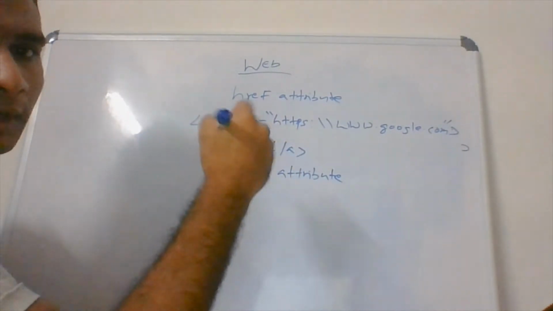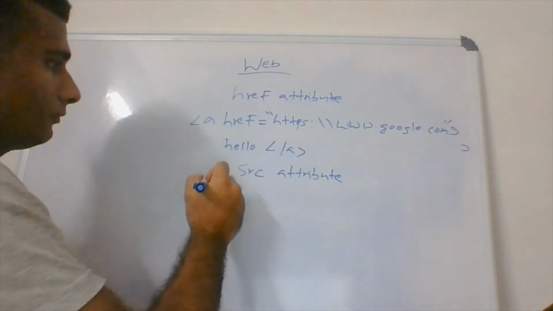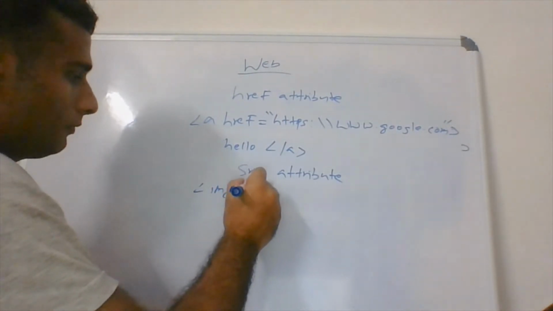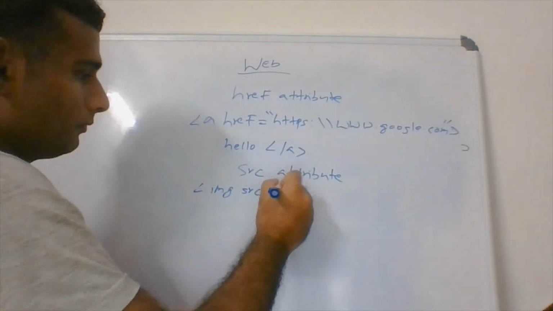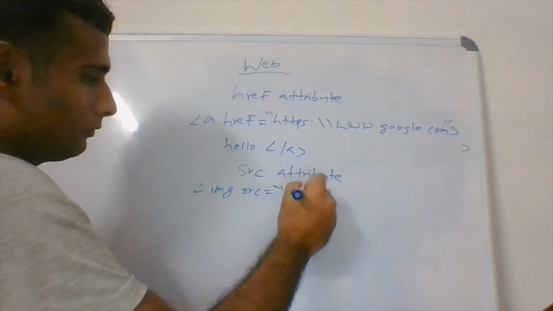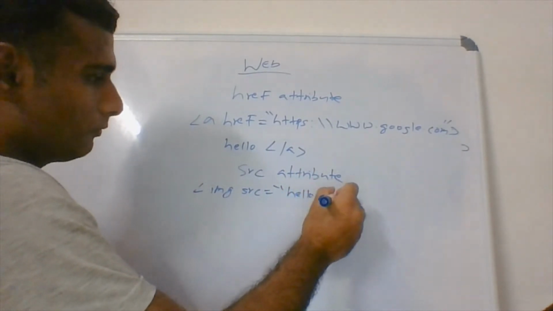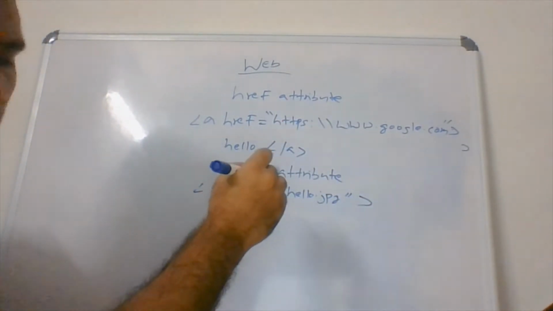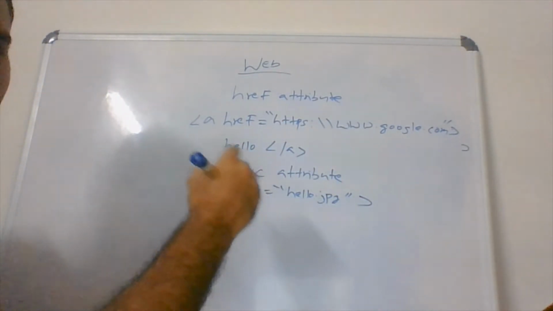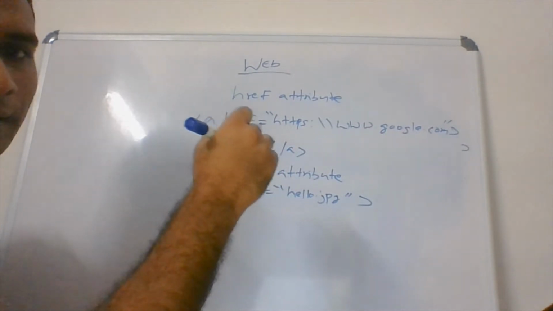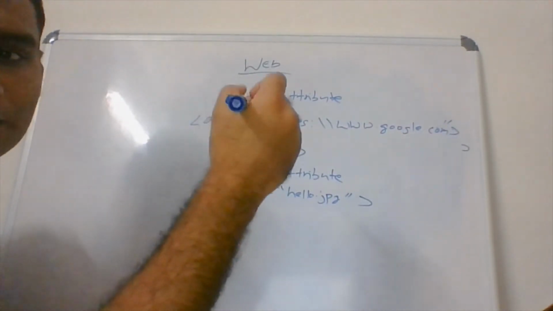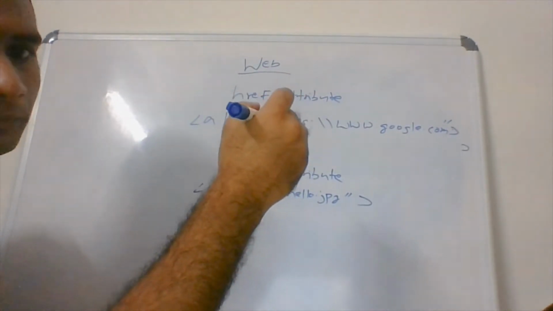Next we have the source attribute. So this is the image source. This is called source attribute. The image tag is used to embed an image in HTML page. The source attribute specifies the path to the image to be displayed.